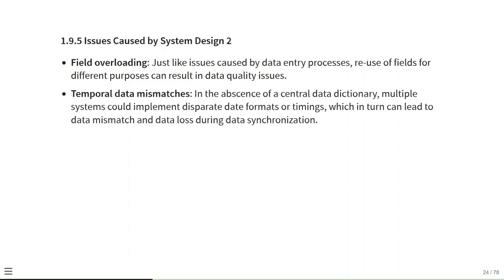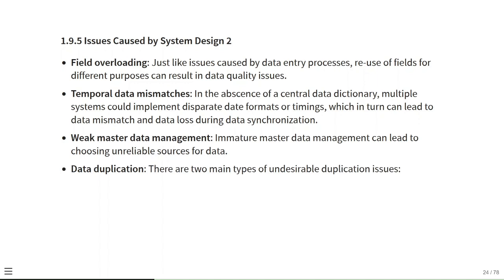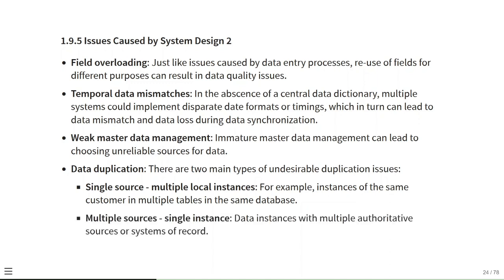Temporal data mismatches. In the absence of a central data dictionary, multiple systems could implement disparate date formats or timings, which in turn can lead to data mismatch and data loss during data synchronization. Weak master data management. Immature master data management can lead to choosing unreliable sources for data. Data duplication. There are two main types of undesirable duplication issues: single source, multiple local instances, for example, instances of the same customer in multiple tables in the same database, and multiple sources, single instance, where data instances with multiple authoritative sources or systems of record exist.